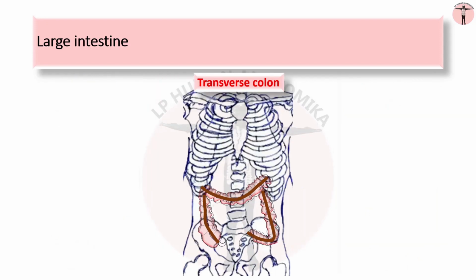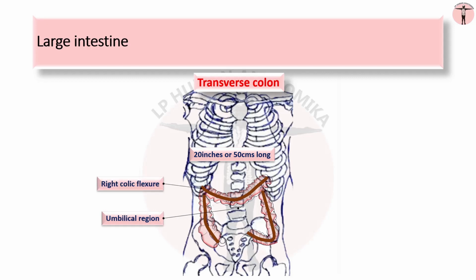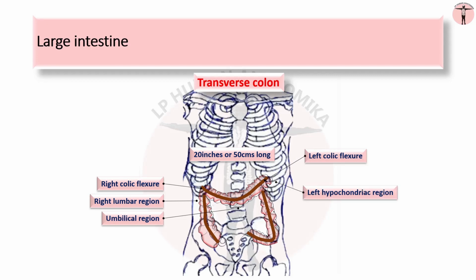Transverse colon. The transverse colon is a U-shaped structure forming a downward loop about 20 inches or 50 centimeters long and extends across the abdomen, occupying the umbilical region. It begins at the right colic flexure below the right lobe of liver in right lumbar region and hangs downward, suspended by the transverse mesocolon from the pancreas. It then ascends to the left colic flexure between the spleen in the left hypochondriac region.